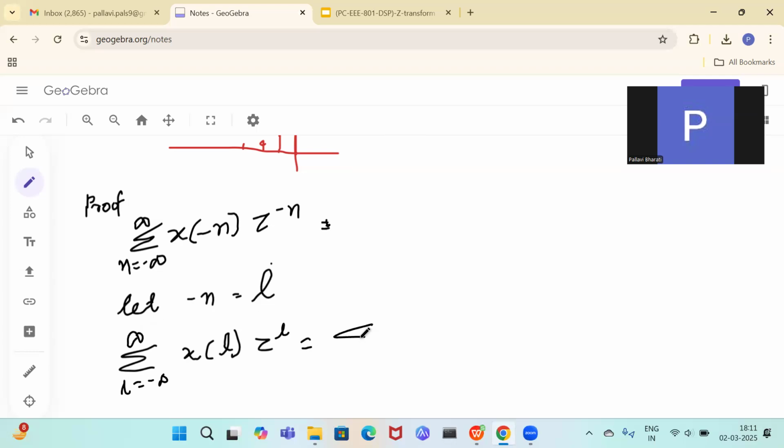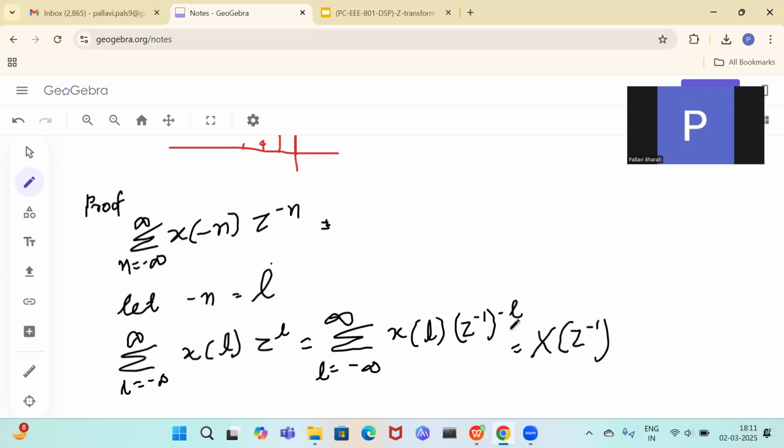Now, if you want to write it in the format of the definition of Z transform, where z always has a minus power, you will write this as x of L, z to the power minus 1, to the power minus L. So this is basically the Z transform of x evaluated at z to the power minus 1, that is, X of z to the power minus 1.